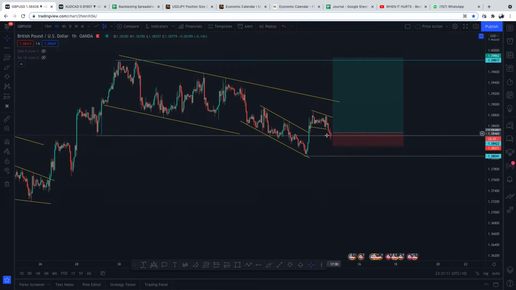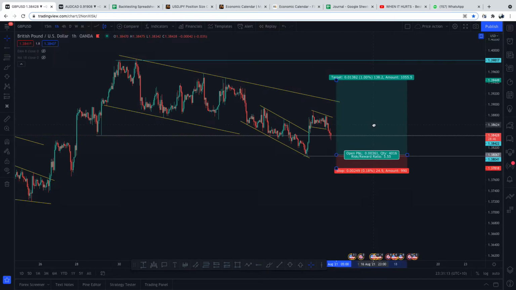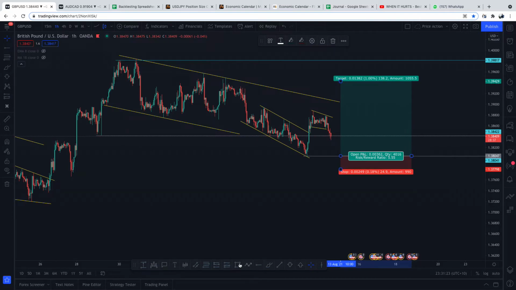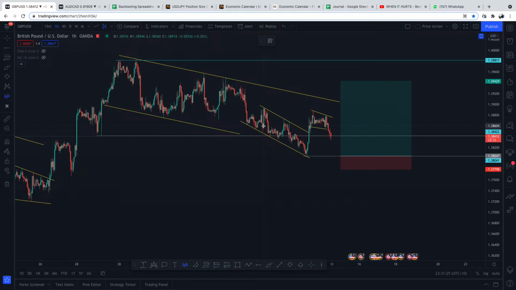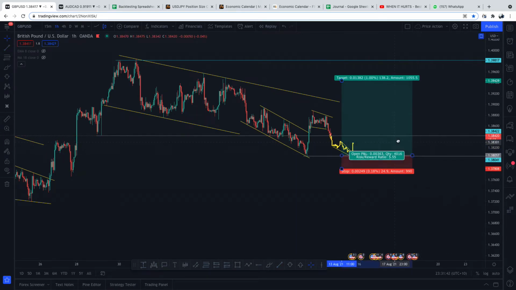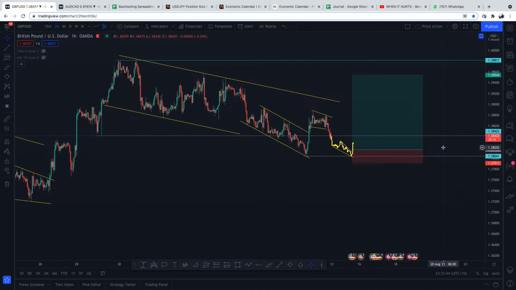But if it doesn't give me convincing rejection candles, I'll wait for it to come here for a double bottom. Then if it gives me rejection candles or a reversal pattern like this one, we take it from here. Let me show you. If it comes down here and gives us a reversal pattern like this, there you go. I am willing to enter this trade to go up. So that's what I'm looking for.